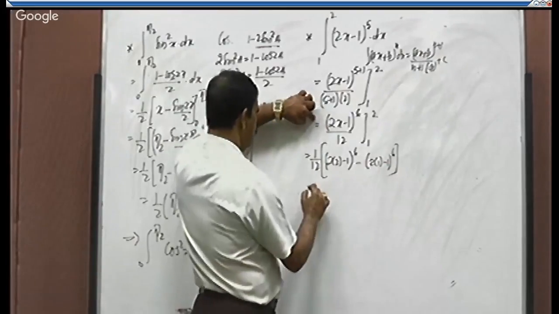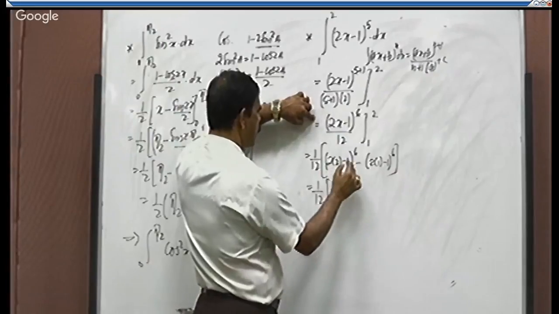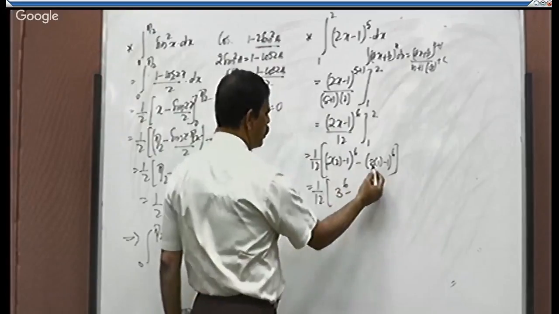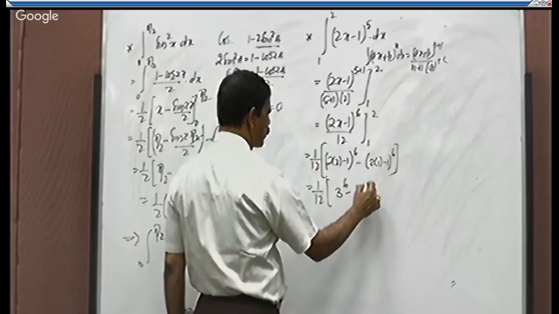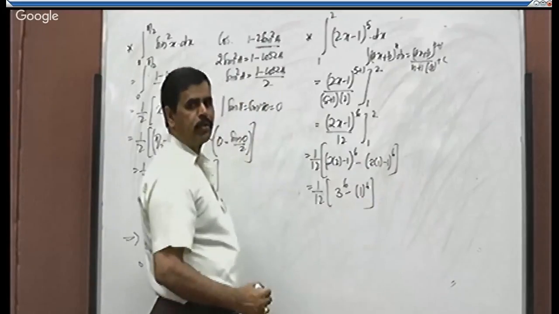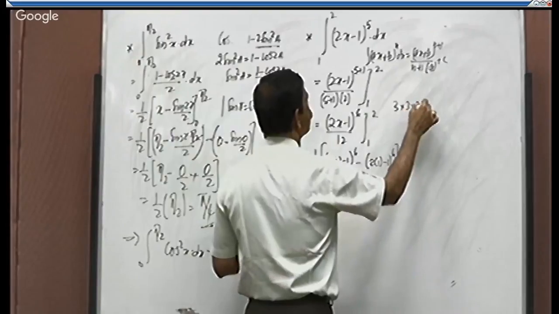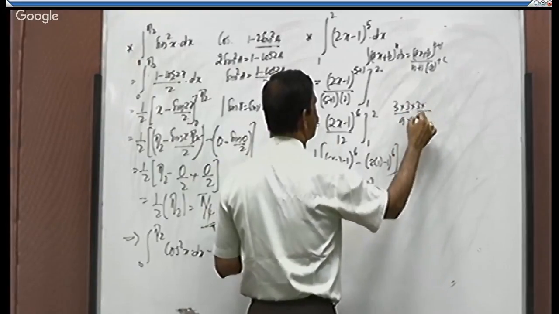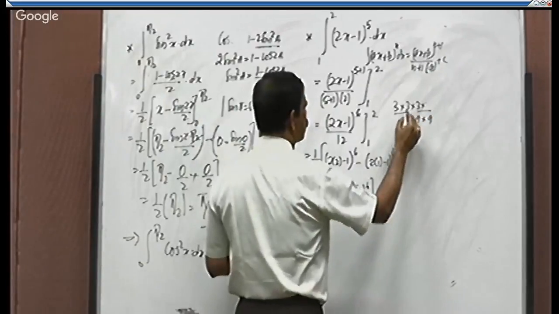Okay. It is 1 by 12 into 2 into 2, 4. 4 minus 1 is 3. 3 to the power of 6, minus 2 into 1, 2. 2 minus 1 is 1. 1 to the power of 6. What is 3 to the power of 6? It is multiplied 6 times. 3 into 3, 9. Another 3 into 3, 9. Another 3 into 3, 9.